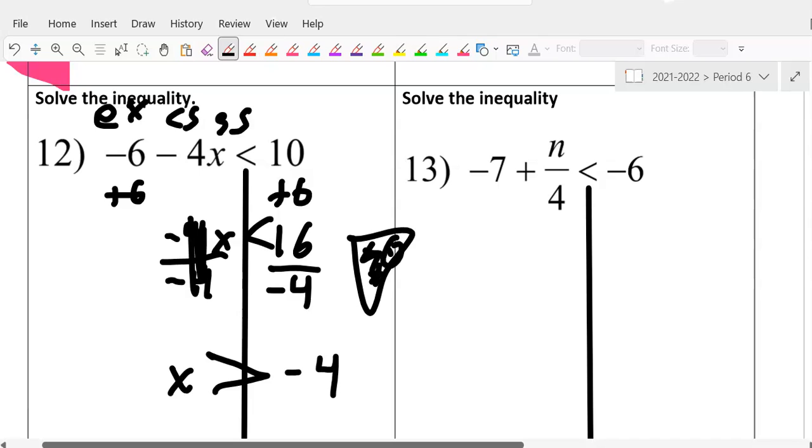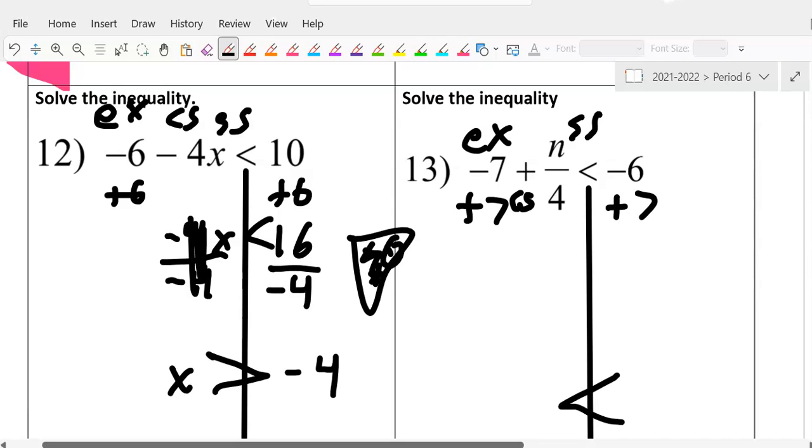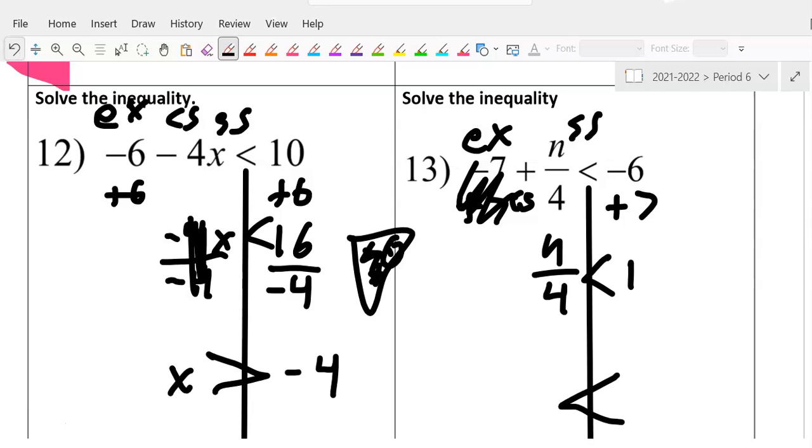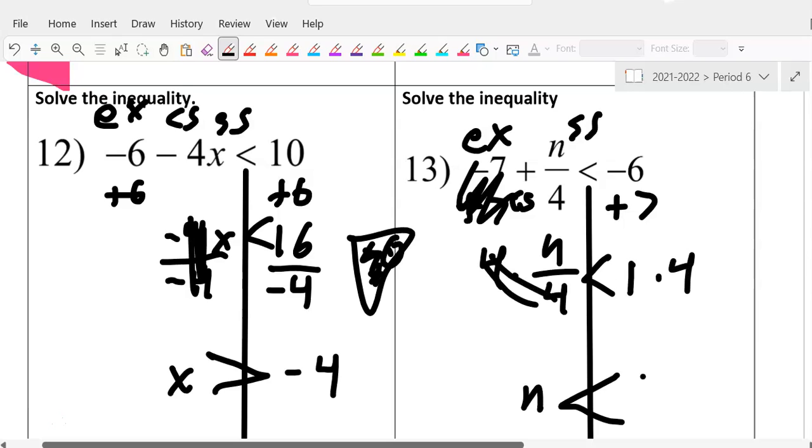Okay, good. Last one. Superstar, co-star, extra. Now, is our co-star positive or negative? Positive. So our inequality is going to stay the same way, pointing to the left. All right, first step is plus 7 on both sides. And we've got n over 4 less than 13. Oh, goodness. I'm rushing. Positive 1. Now we multiply both sides by 4. Okay. And we've got n is less than 4.